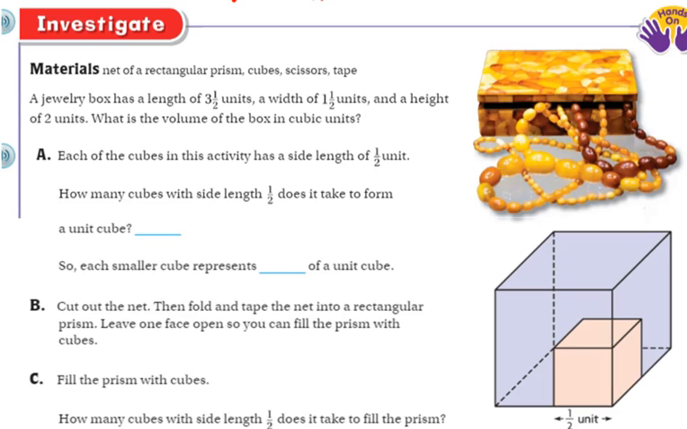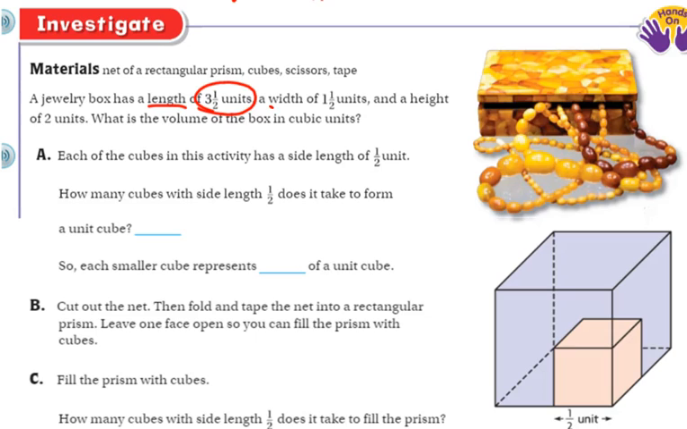Materials, net of rectangular prisms, cubes, scissors, tape, but we're not going to get all into that. What we're going to do is we're going to just look at the picture and work through it from there as we build some of the background needed to be able to find volume. All right, so we have a jewelry box with a length of 3 1/2 units, a width of 1 1/2 units, and a height of 2 units.